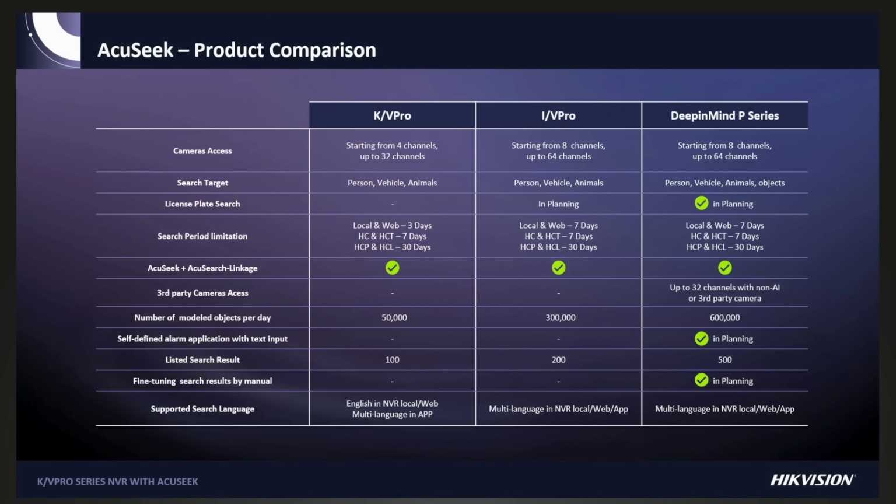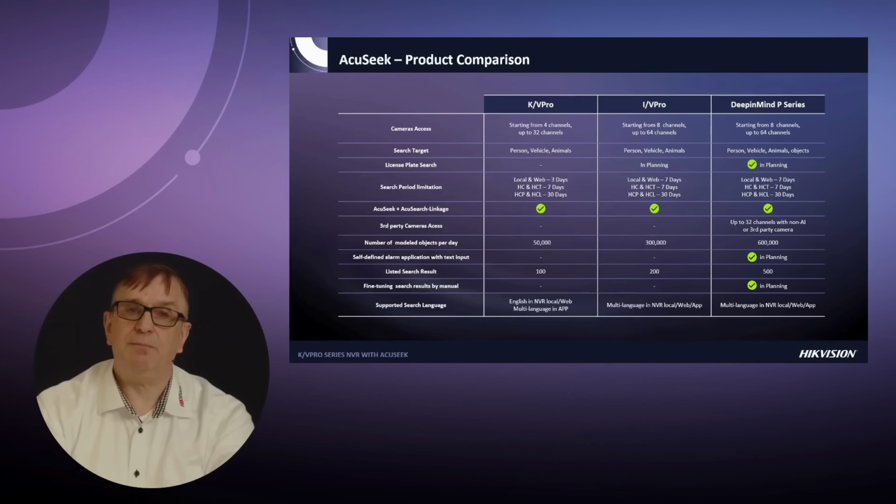Rather than going through every detail, I'd like to highlight a few points that are most useful when choosing the right solution. First, channel numbers. As mentioned earlier, the VPRO AcuSeek starts from 4 channels and scales up to 32 channels, and this is dependent on the model. For the VPRO and Deep in Mind P series, the system typically starts from 8 channels and can scale up to 64 channels, making these NVRs more suitable for larger deployments.